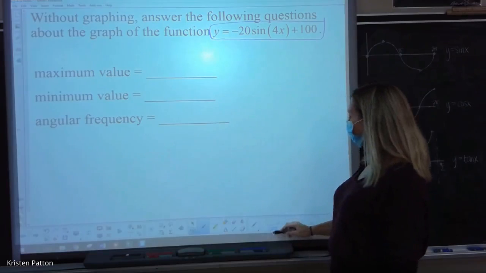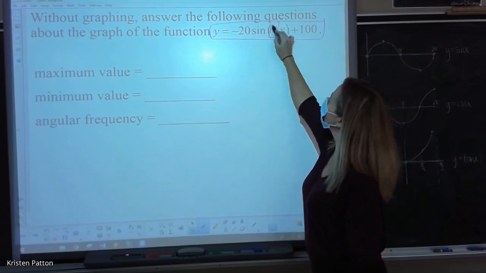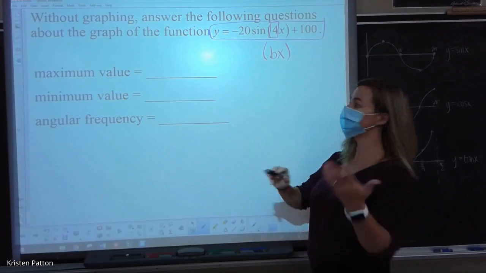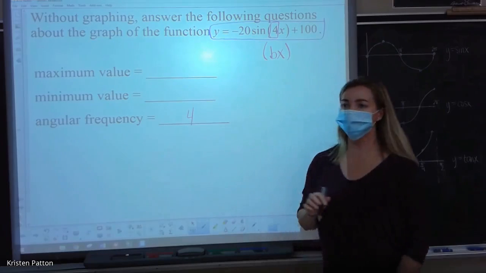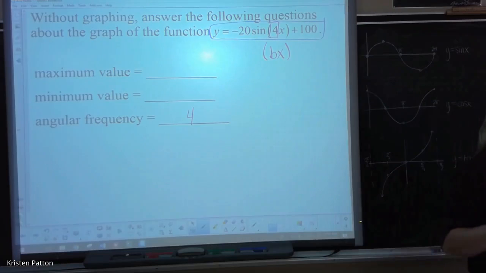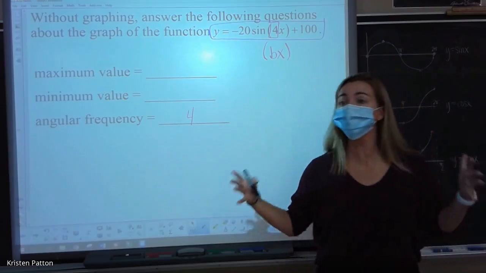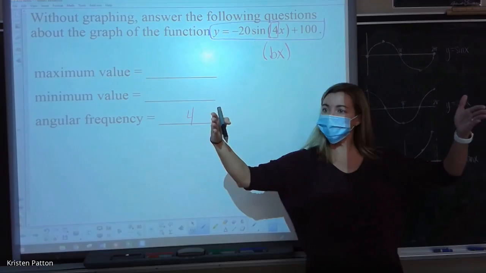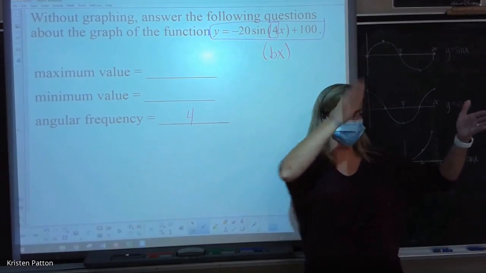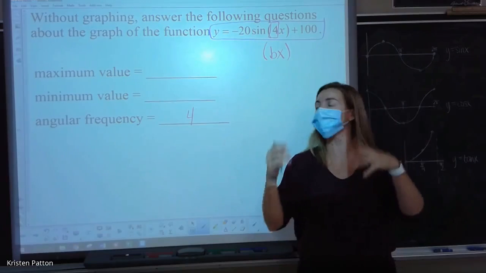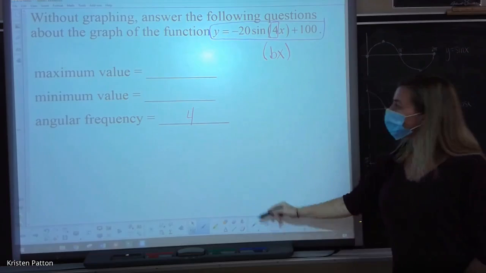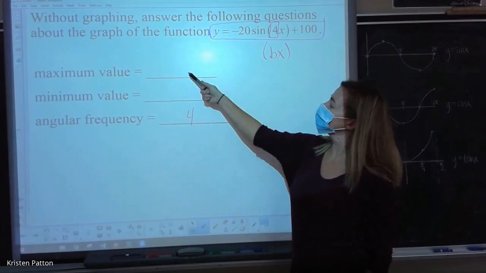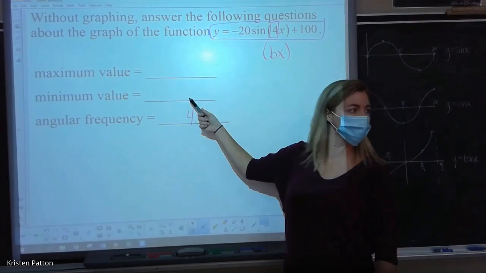And just to back up, we said angular frequency is the coefficient with x. Well, in this case, it's 4. And remember, angular frequency says that we're going to cram 4 full sine graphs in the original interval 0 to 2 pi. So it's going to be really skinny and smushed together. But then, and I know I wrote the answers down, we just didn't talk about them. Now I'm remembering. So we want to talk about the max and the min.